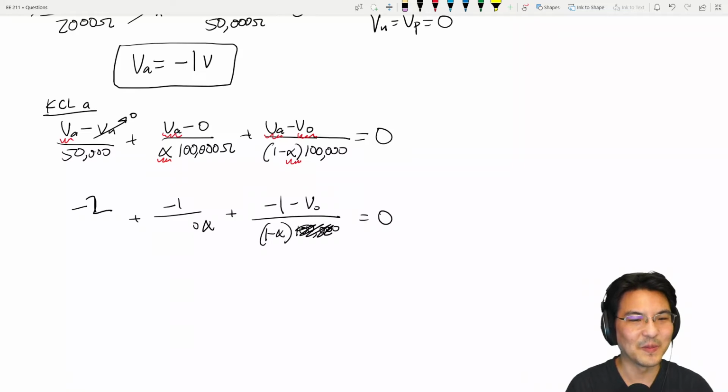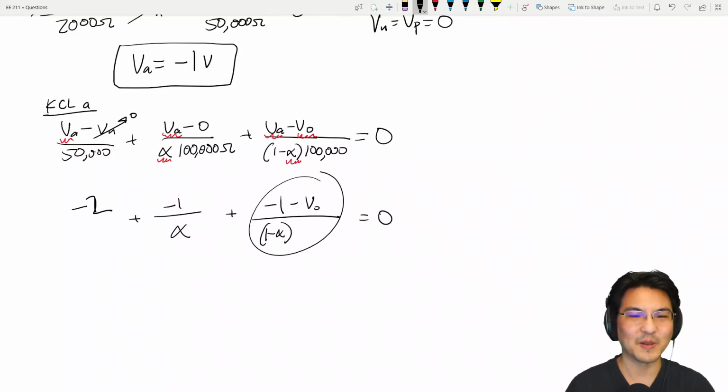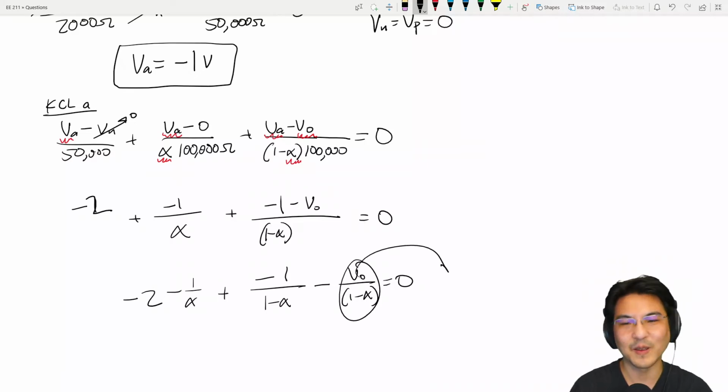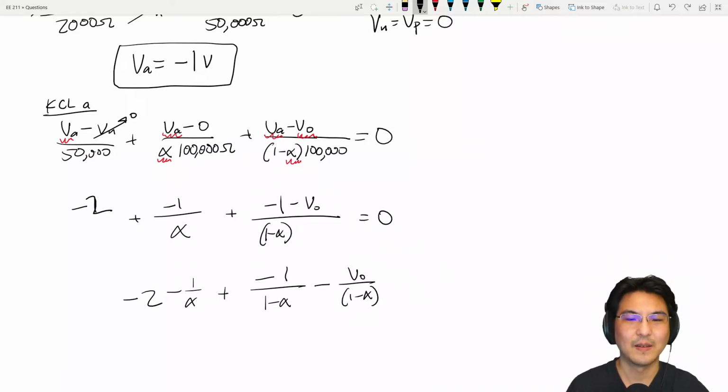Just clean this up a little bit. Okay. And now let me just split this up: -1 over 1 minus alpha minus Vo over 1 minus alpha. Okay, and then I can move this to the other side, like that, and then multiply everything by 1 minus alpha.